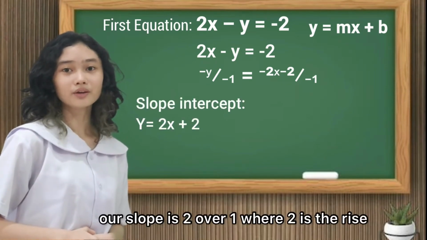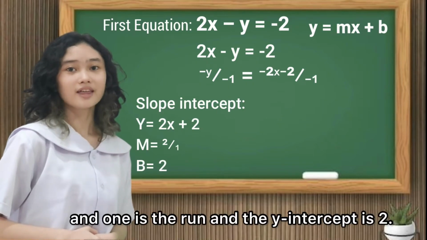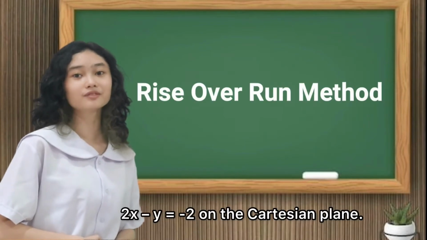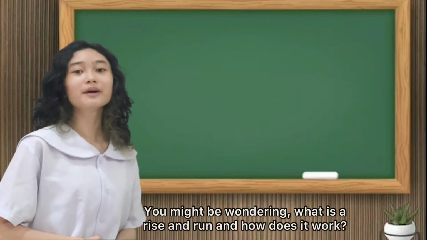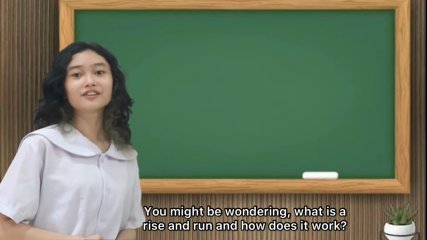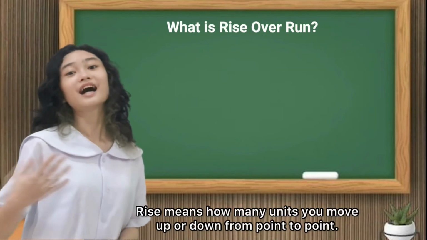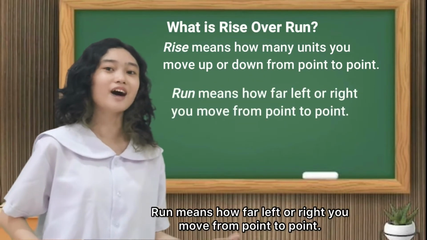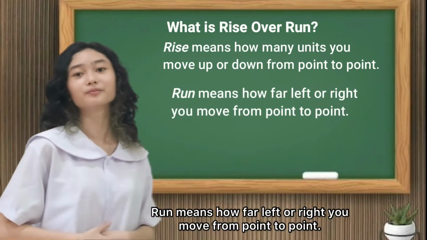Our slope is 2 over 1, where 2 is the rise and 1 is the run, and the y-intercept is 2. Using the rise and run value of the slope and the y-intercept, we graph 2x minus y equals negative 2 on the coordinate plane. You might be wondering, what is rise and run and how does it work? Rise means how many units you move up or down from point to point, and run means how far left or right you move from point to point.